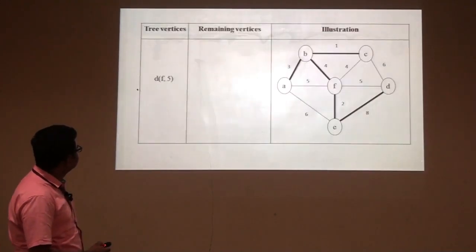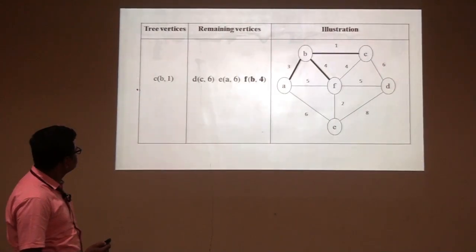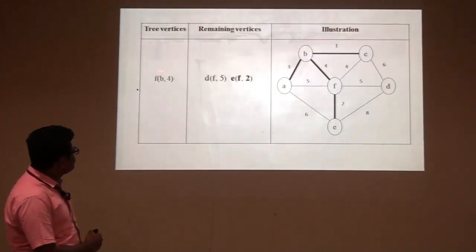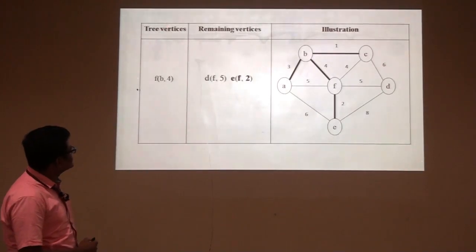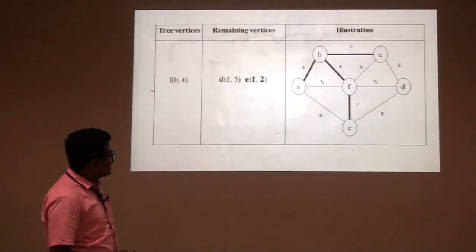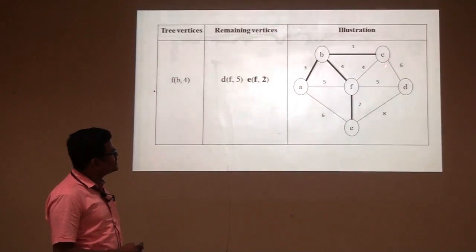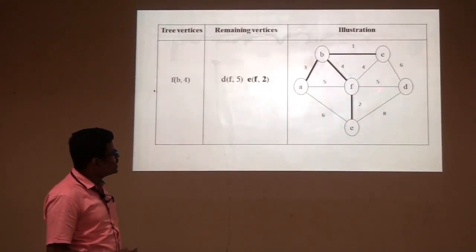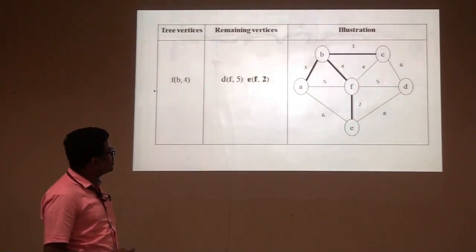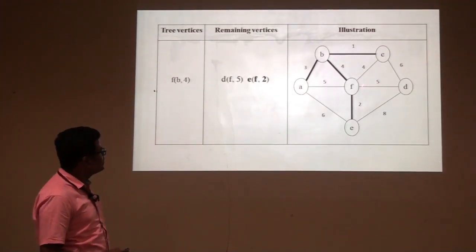After visiting, the F vertex comes under the tree vertices. Now the remaining vertices we have not visited are D and E. From D we can visit C, F and E. For C it is 6 cost, for F it is 5 cost, and for E it is 5 cost. So the minimum cost is 5, coming from F to D.